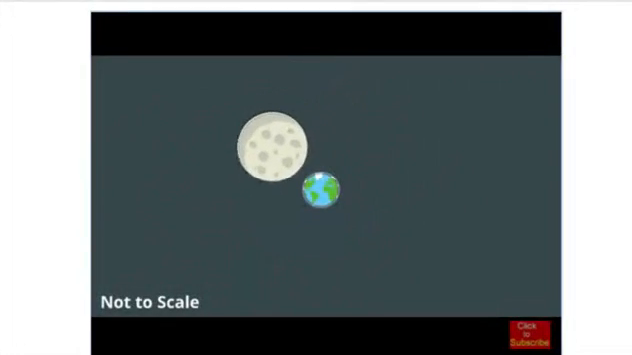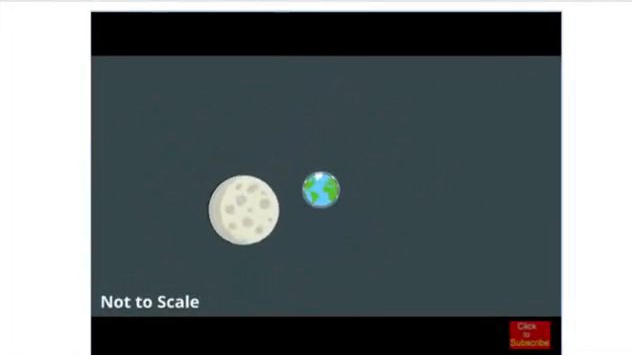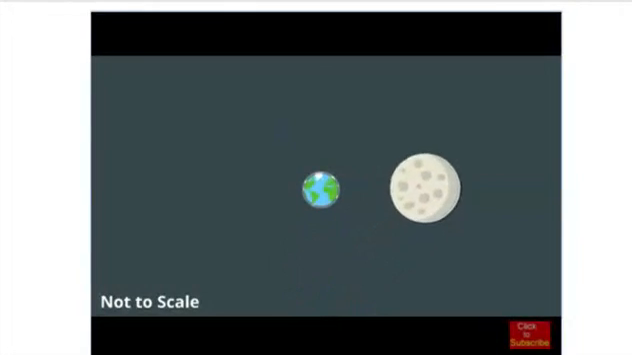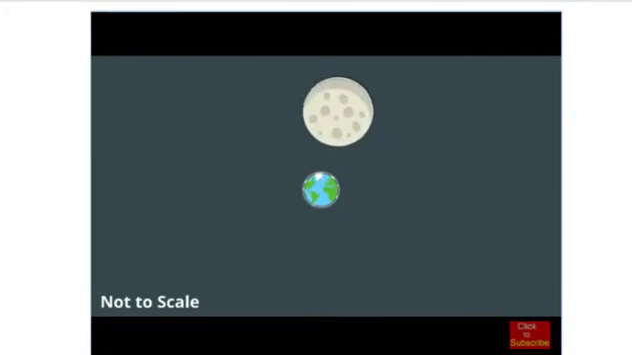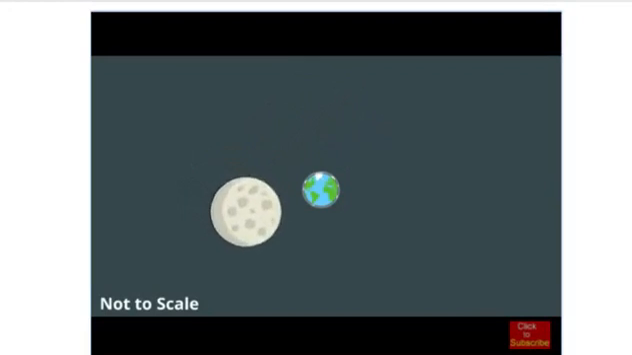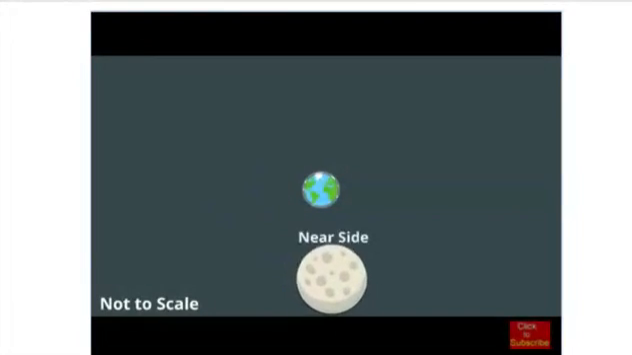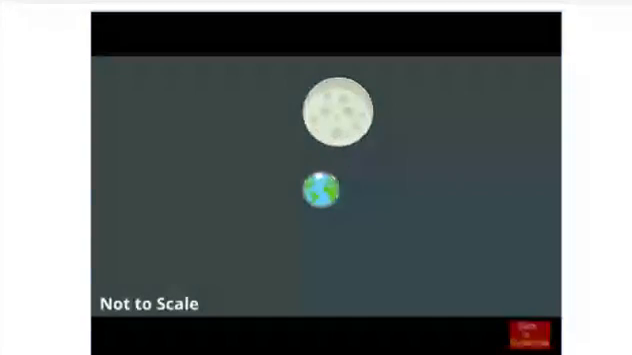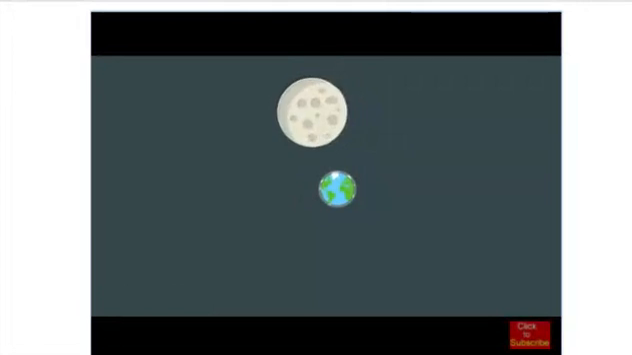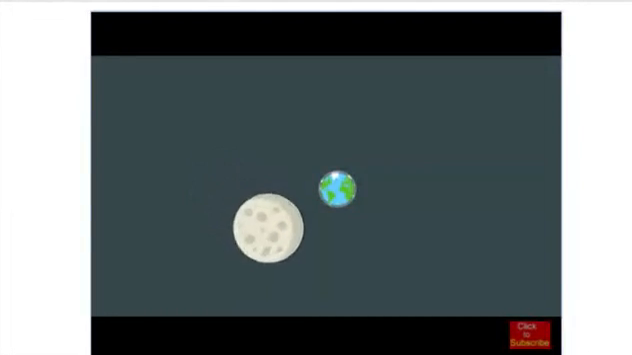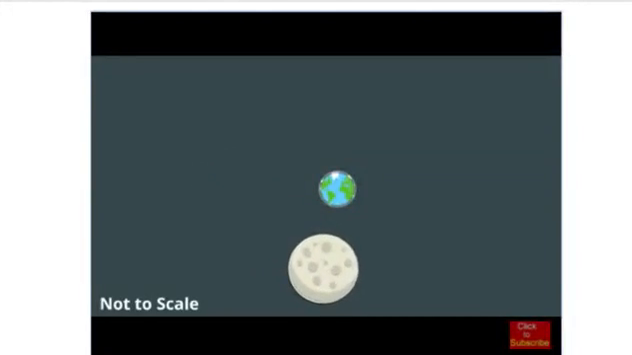Let's see what this looks like. Notice as the moon orbits the Earth, even though the moon is rotating, the same side of the moon is always facing the Earth. This side of the moon facing the Earth is called the near side. The side which always faces away is called the far side. Compare this to the moon if it rotated twice as fast, or once every roughly 13 and a half days. If the moon rotated more quickly, we would see the entire moon.